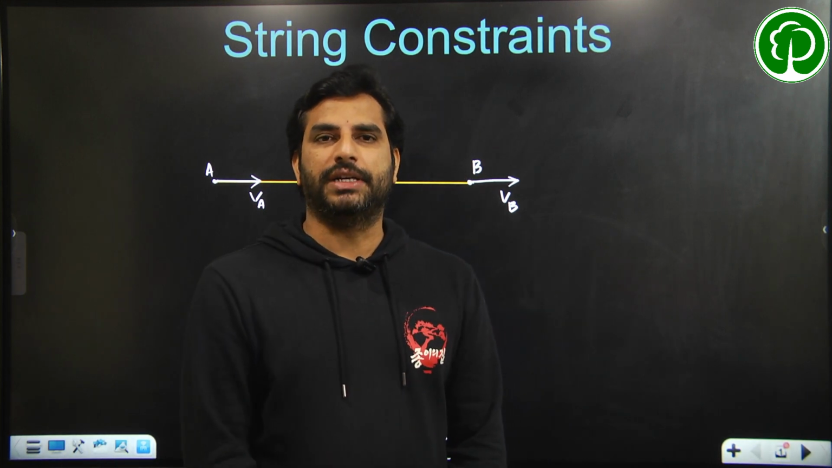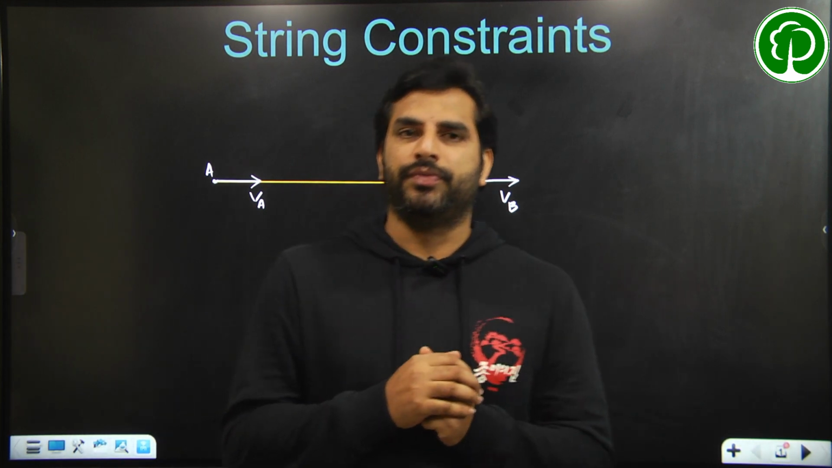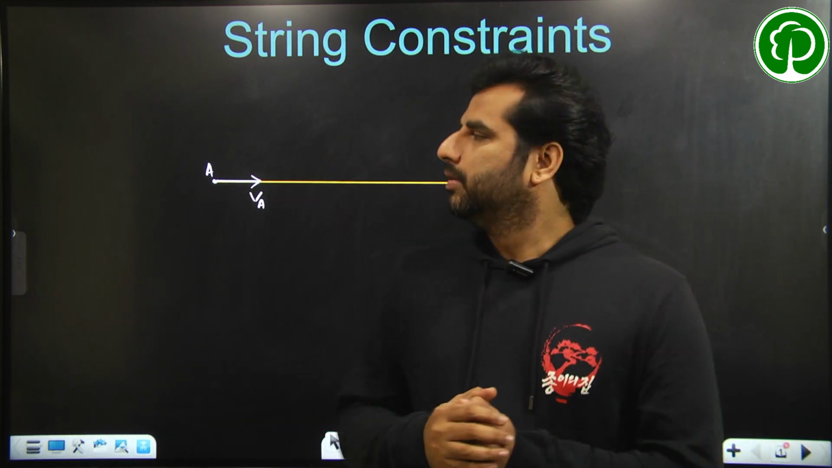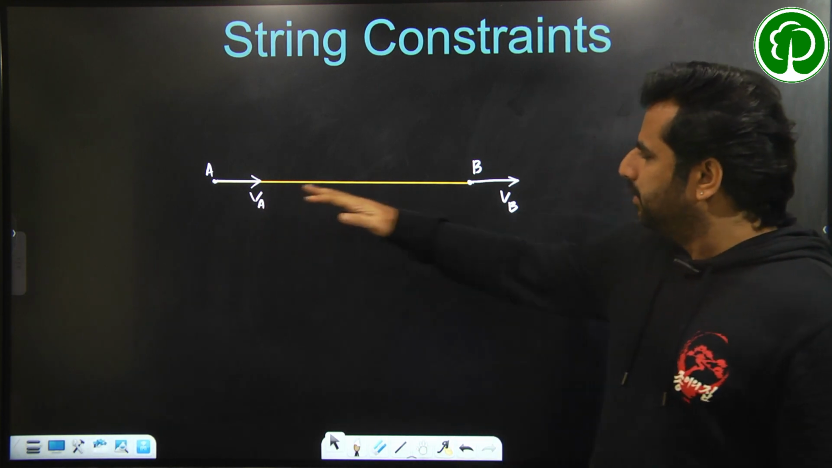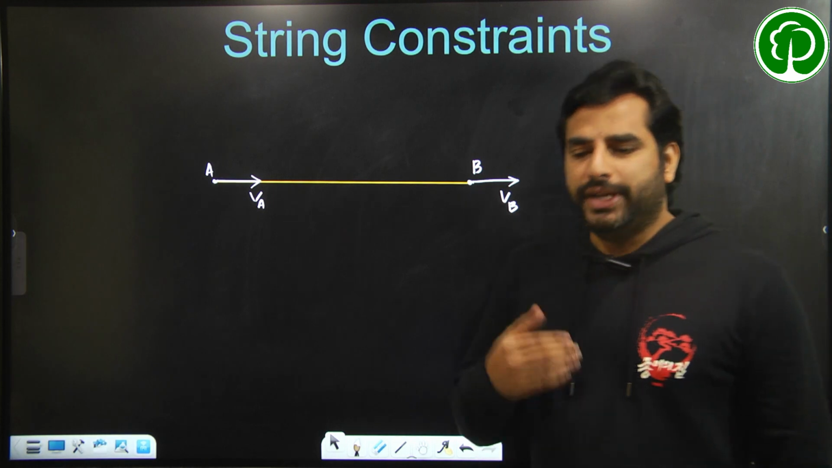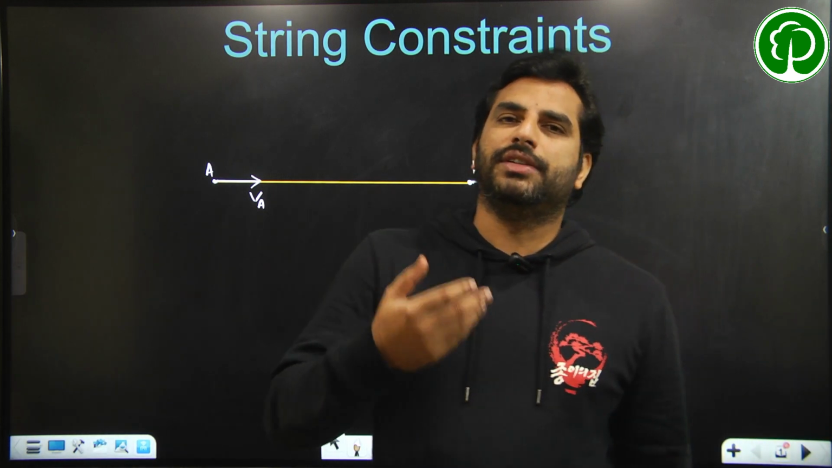This is Vikram Dachepally. In this video, I am going to discuss the concept of string constraints. Consider a string of some length. A and B are two ends of the string. Two ends of the string can have velocities in different directions.